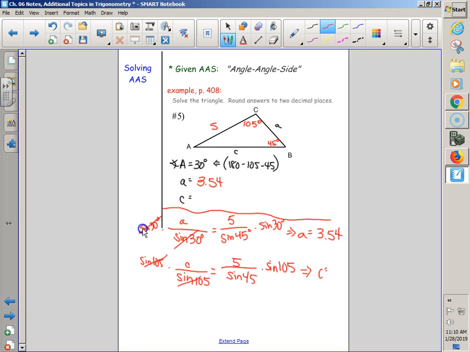But when you do plug in, oh, I didn't plug in. What did you guys end up getting? 2.59. You guys back them up? Uh-oh. I think I got 6.832. Double check. 5 times sine of 105 over sine of 45.